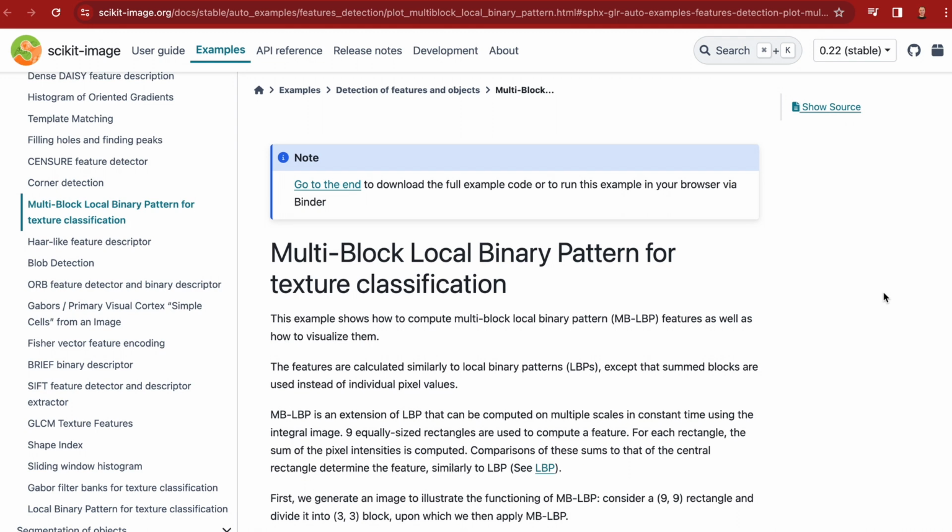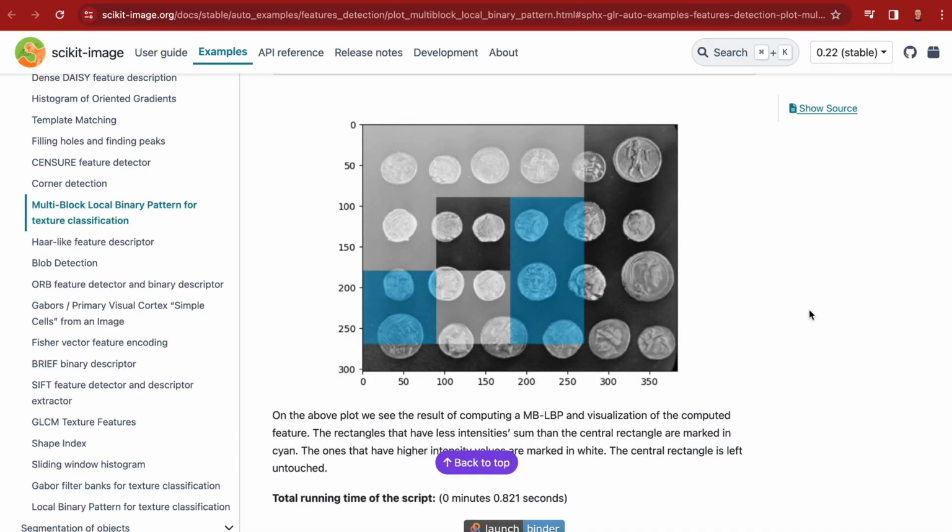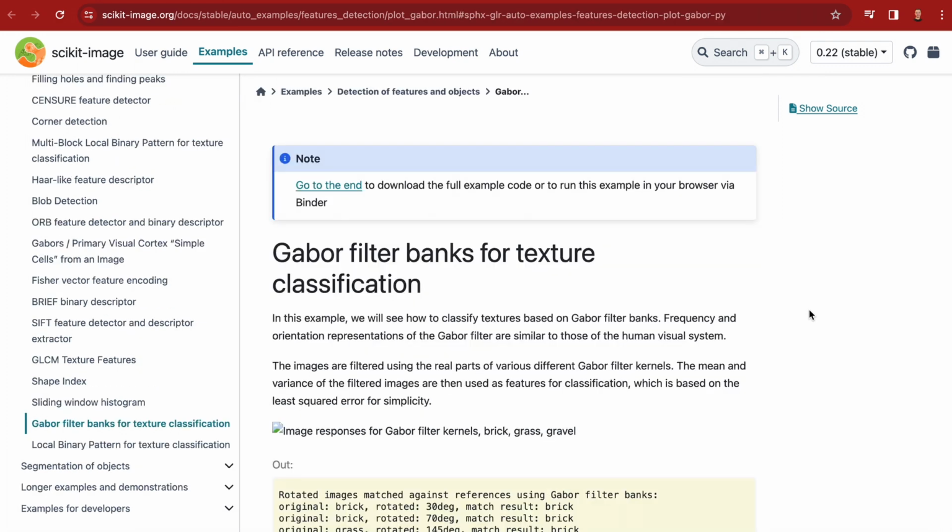The three texture classification methods that I see in Scikit Image are multi-block local binary pattern, Gabor filter banks, and local binary pattern. Multi-block is looking at multiple blocks, so that seems somewhat useful. Gabor filter bank is based off of frequency and orientation. Frequency seems useful. Orientation may not be as useful.